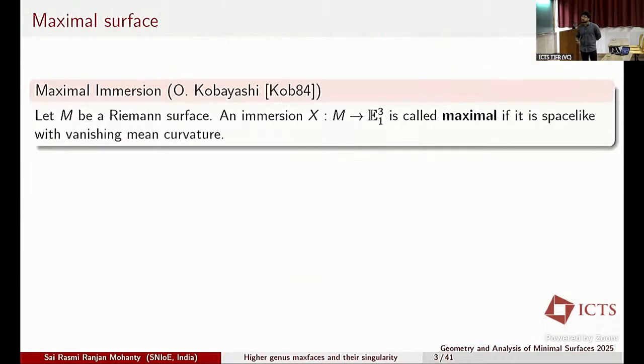In this space, Kobayashi defined the maximal surface. An immersion from a Riemann surface to E13 is called maximal if the immersion is space-like and the mean curvature function is zero everywhere. Space-like means the pullback metric on M is a Riemannian metric on the whole of M. An immersion that is space-like with mean curvature zero is called a maximal immersion, and the image of the Riemann surface is called a maximal surface in Lorentz-Minkowski space.